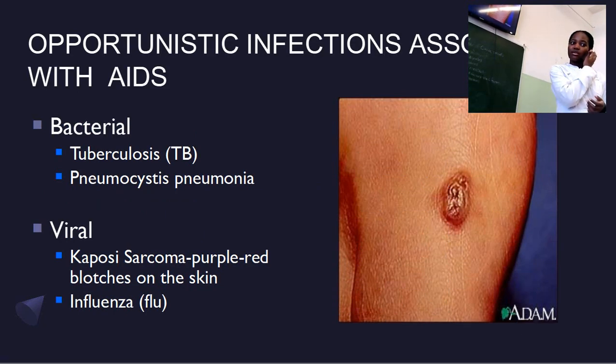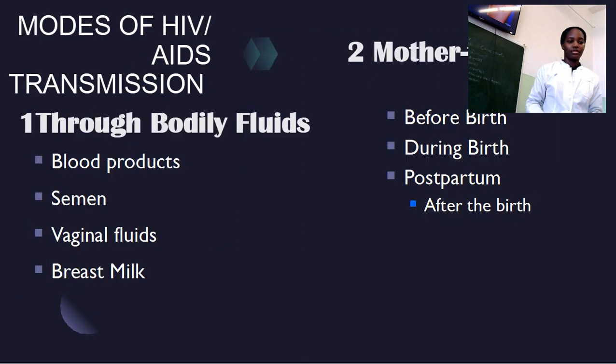So this is an example of opportunistic infections associated with AIDS. We have bacterial and viral. So we have tuberculosis, pneumocystis pneumonia, viral Kaposi's sarcoma, and also we have influenza.